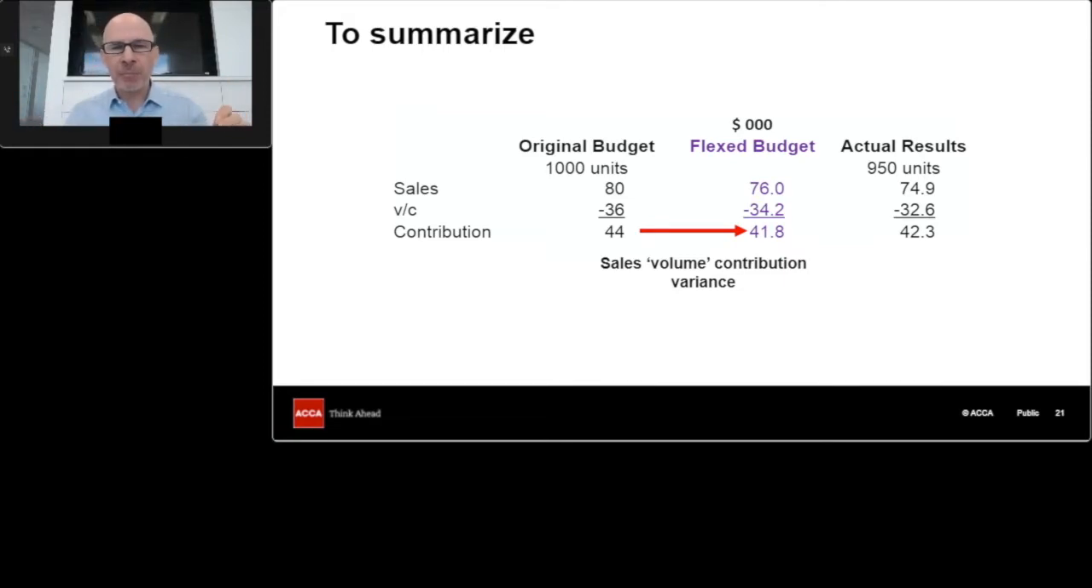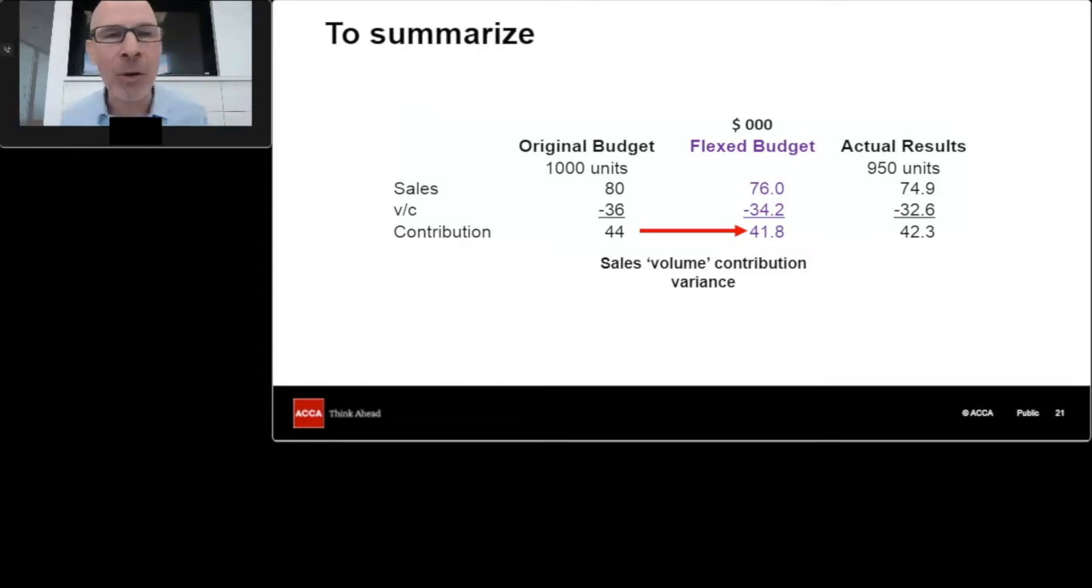Friends, a common mistake, and this would be one of the distractors, one of the wrong answers in your MA exam, would be comparing the revenue line. Sales volume variance is looking at the net effect of lower units, right? We earned less revenue, but we had less variable cost. So it's the bottom line. It's never the top.